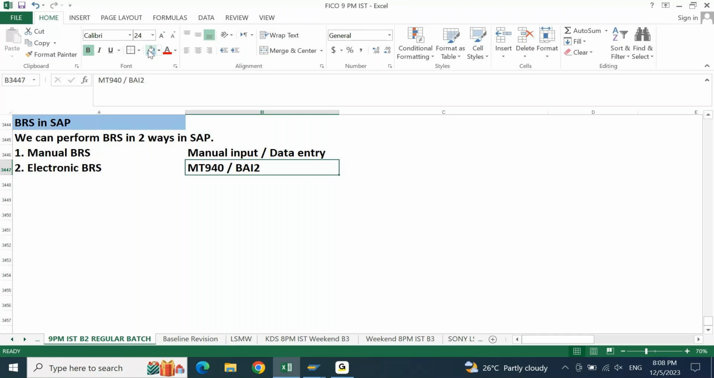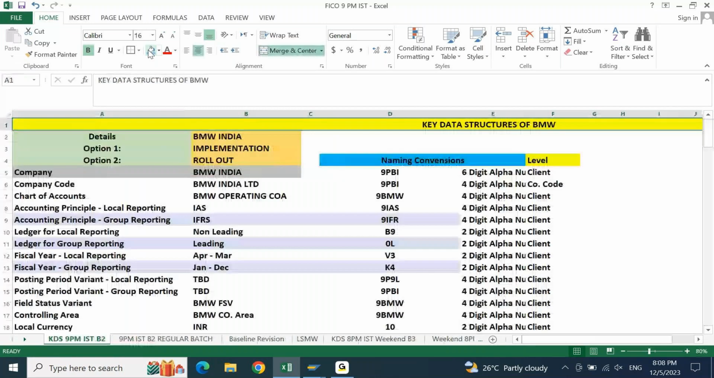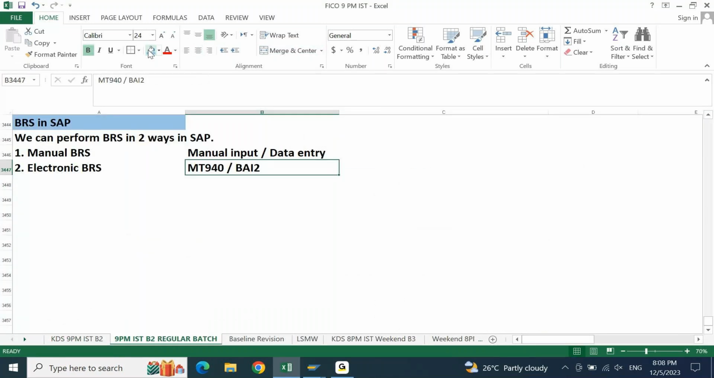Right? Now, understanding that there are two ways of bank reconciliation statement, either manual or electronic, you have to understand bank reconciliation of both the processes without fail. You have to say that you worked on manual, you also worked on electronic, and you are aware of both.